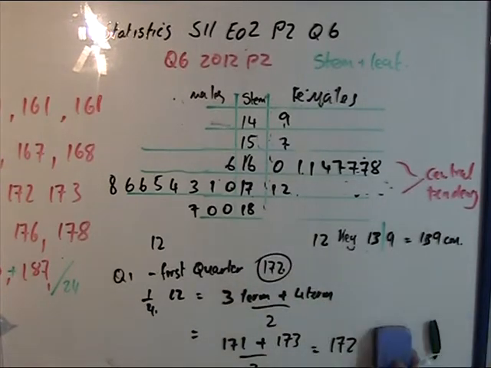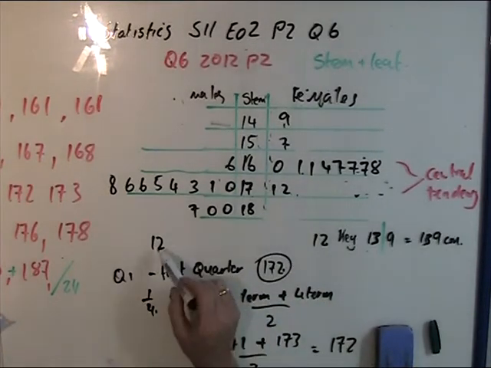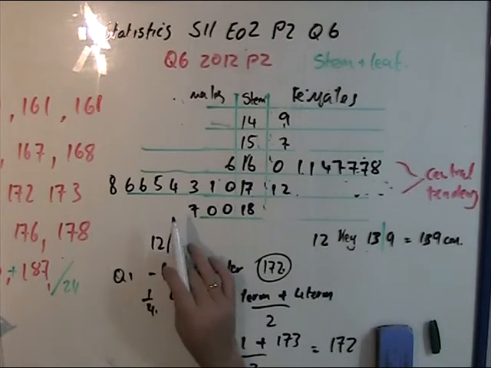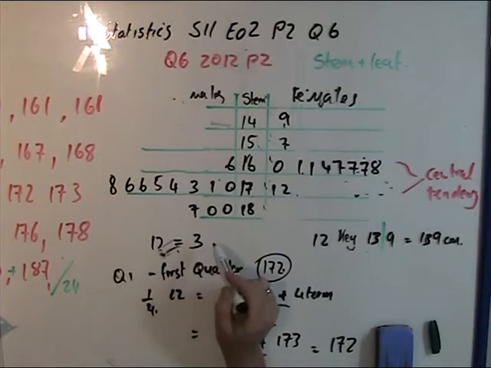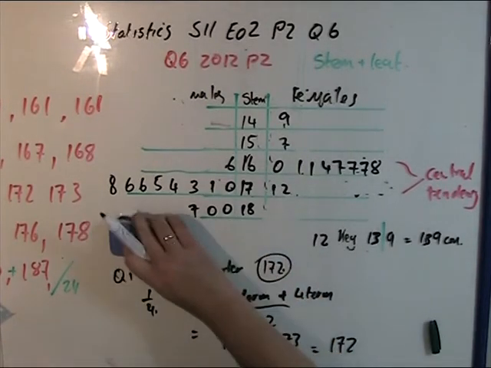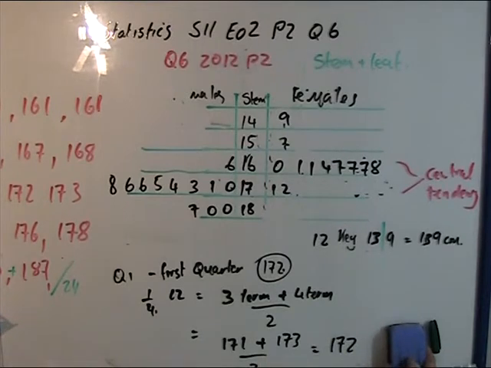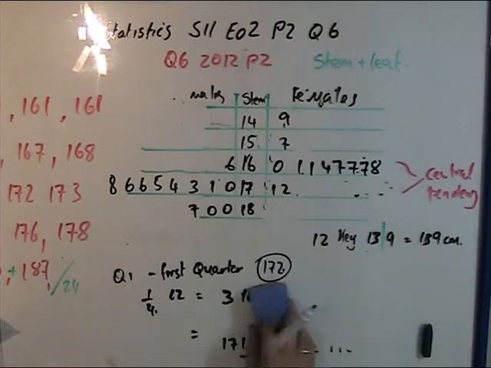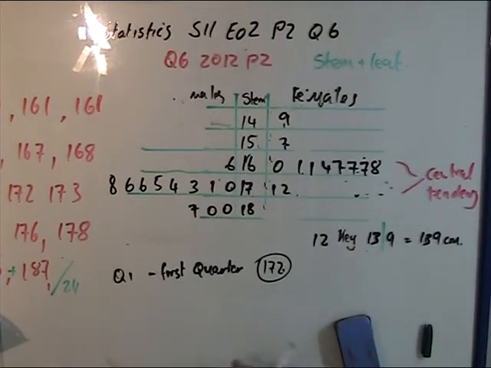Now remember, I'm getting the quarter of the 12 terms. I'm looking at the third term, and I add the fourth term and divide by 2 to make sure that I get the mean for the first quartile, if you see what I'm getting at here. So you're reducing your chances of error. So the first quartile is 172.